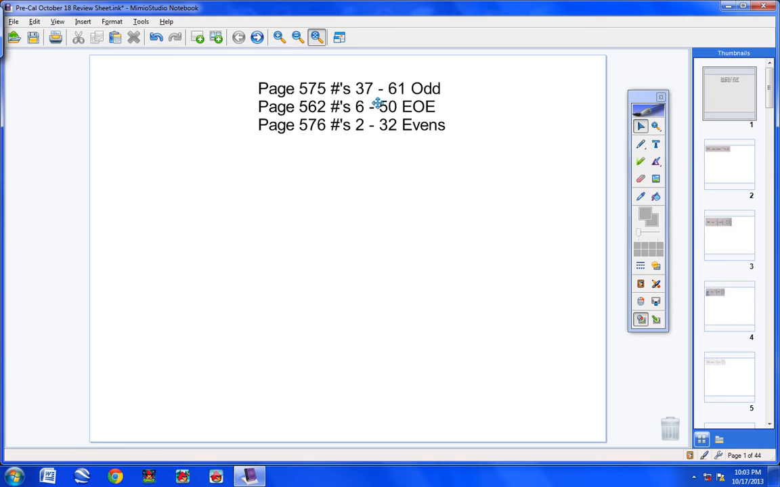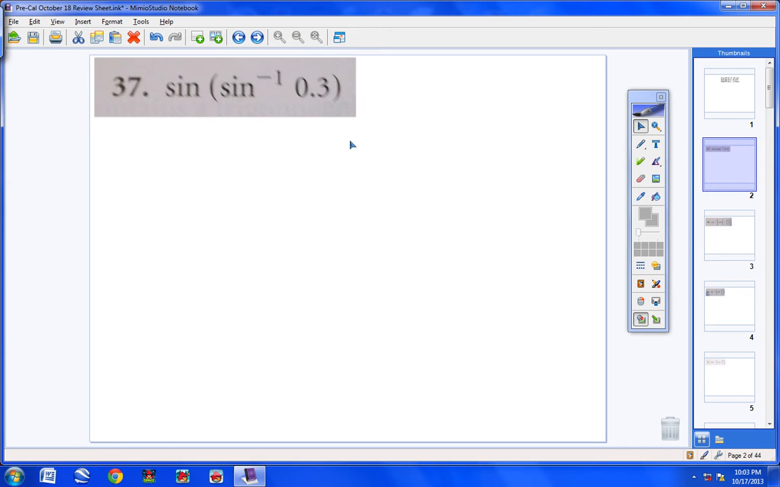Page 575. Let's look at 37 through 61 odd. Numbers 37 through 61, the directions say to evaluate. So here's number 1. What I taught you in your notes today is to start inside the parentheses, and you rewrite inverse sine like this. So you would write sine of some angle x equals 0.3, and then bring down your sine.